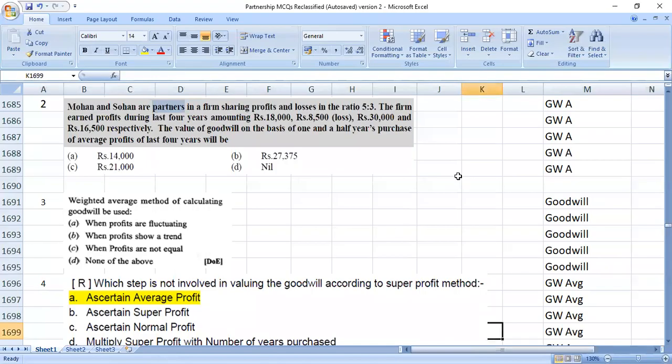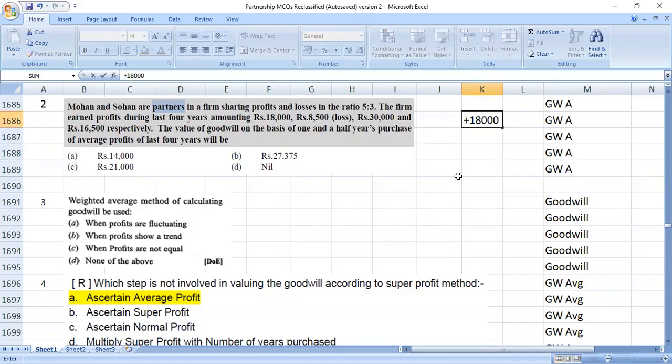All right, so second question: Mohan and Sohan are partners in a firm sharing profits and losses in the ratio 5:3. The firm earned profits during the last 4 years amounting to 18,000, 8,500 loss, 30,000 and 16,500 respectively. The value of goodwill on the basis of 1.5 years purchase of average profits of the last 4 years will be. So all you have to do is just find the average profit.